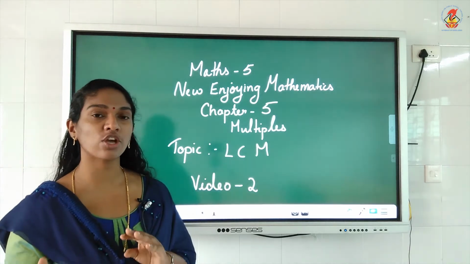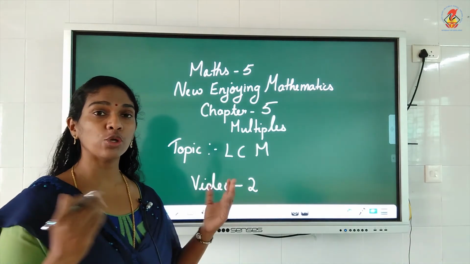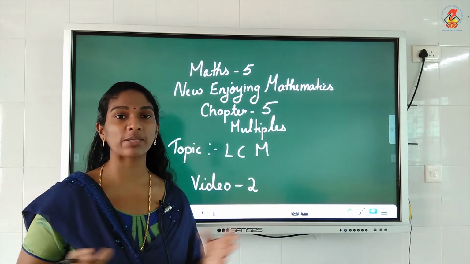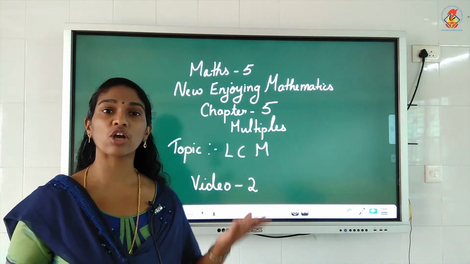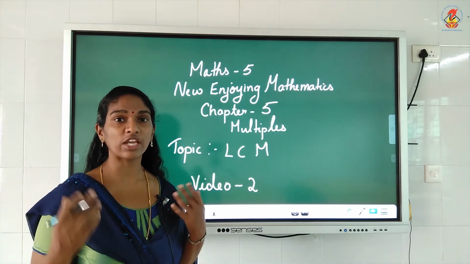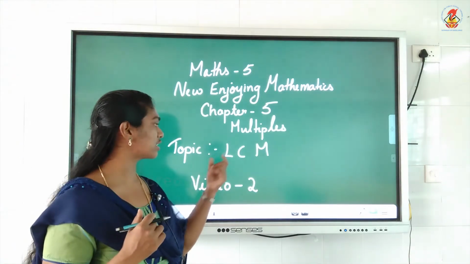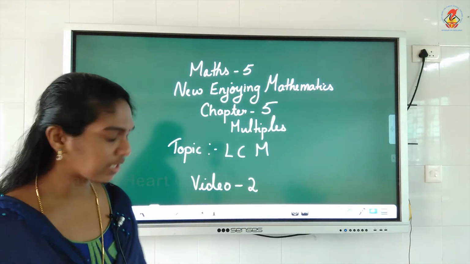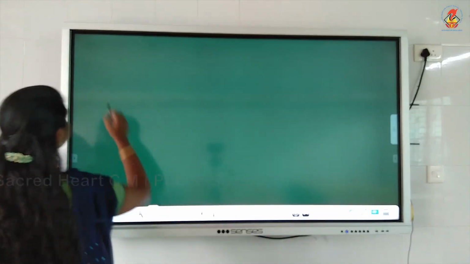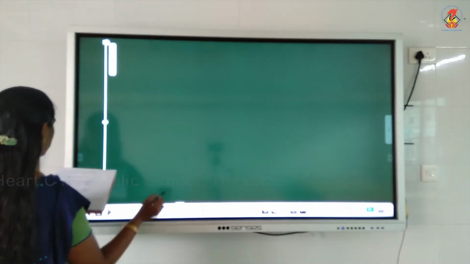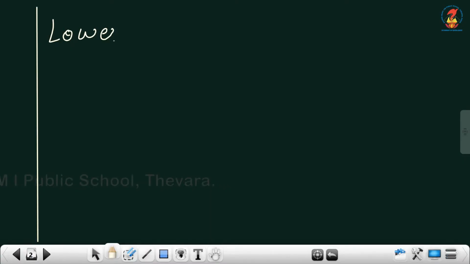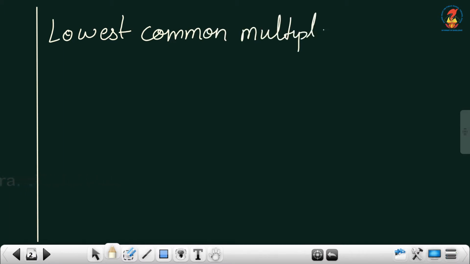Out of the common multiples which you have found out, you will take the lowest one, because we know common multiples have no end. You can get as many common multiples as you want, but then we cannot find the highest in that. So in that we will find out the lowest common multiple. That is written in short form LCM. Okay. So what is LCM? Lowest common multiple. LCM.